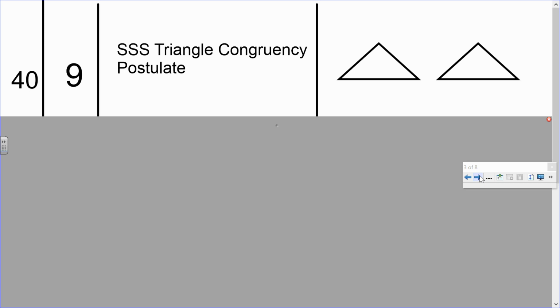So SSS says you have 2 triangles, and you know that you have 1 set of corresponding sides, another set of corresponding sides, and the third set of corresponding sides is also congruent. That's enough to say the triangles are congruent. You do not have to go through and show angles are congruent, a second set of angles congruent, a third set of angles congruent. That is enough. We abbreviate that with SSS as our reason when we are doing a proof.